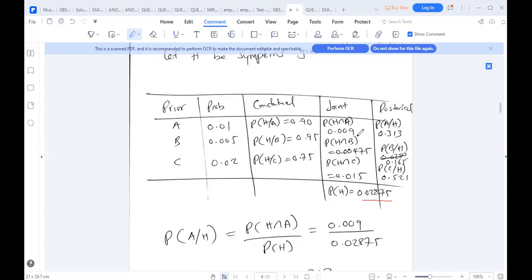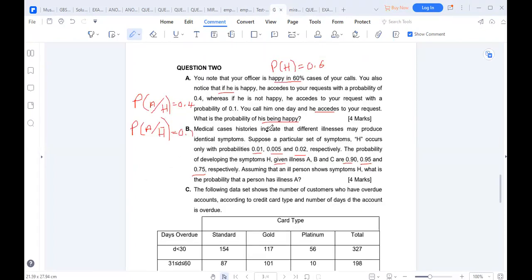0.02875. Then if I divide 0.09 over the total, it is a posterior, A given H, 0.313. And I divide this over that, I get 0.165. And finally, 0.015 divided by that, I get 0.521. Of course, I've gone beyond what the examiner is asking for.